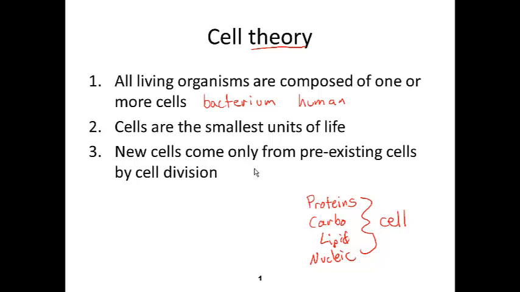The last and most important part of the cell theory, new cells only come from pre-existing cells via cell division. I can't take fats and carbs and proteins and nucleic acids. I can't just take a bunch of carbon, oxygen, hydrogen, nitrogen. I can't stick it all together and hope a cell forms. I can only get a cell from an existing cell.